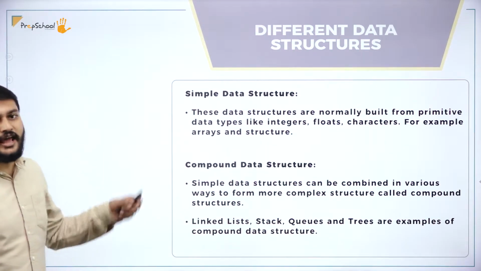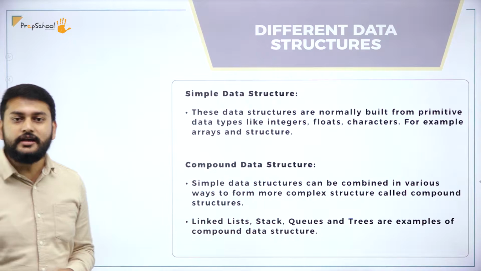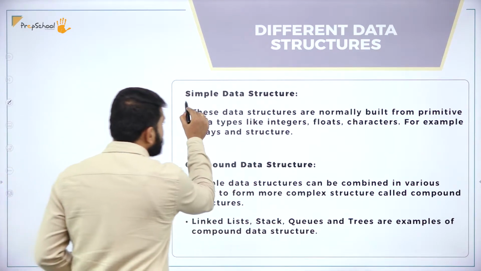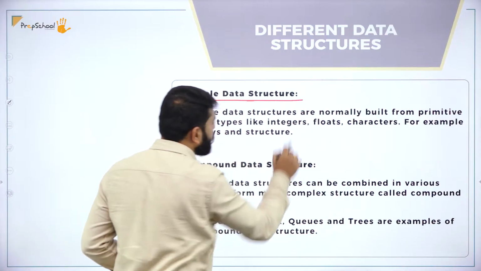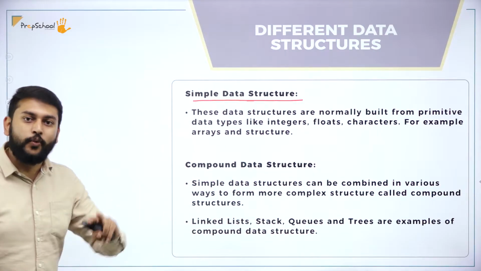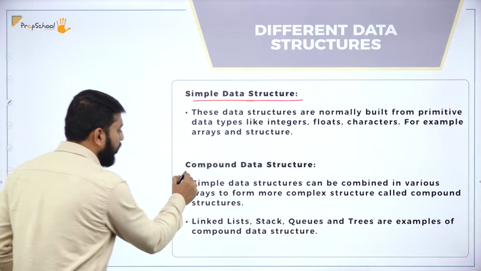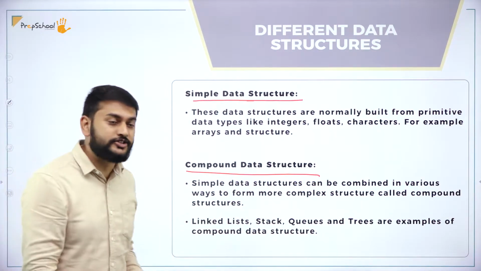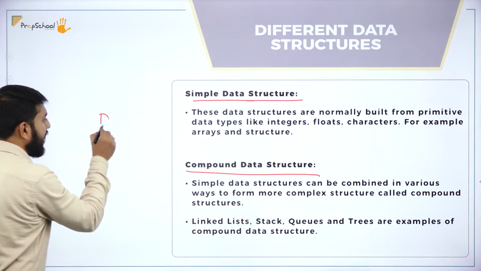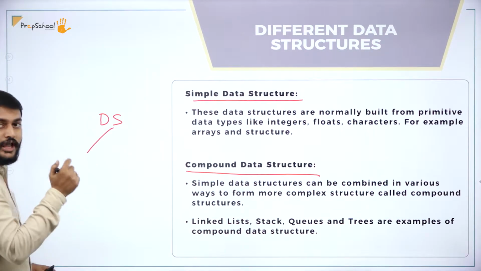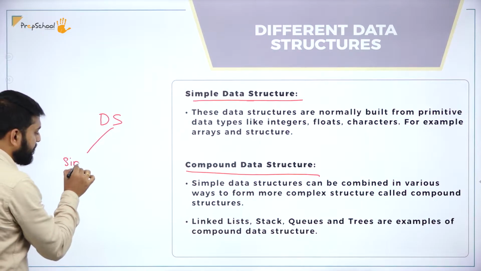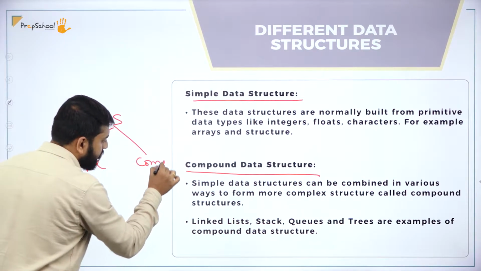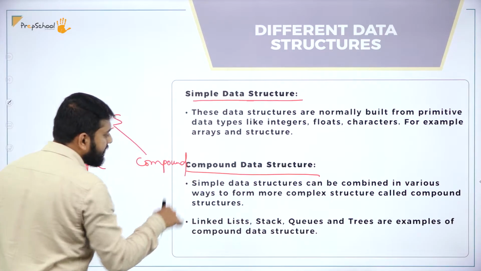I have different types of data structure. The first one that I have is simple data structure. What is the second one that I have? I have compound data structure. Please understand, I have two types of data structure. Data structure has got two types. The first one is simple data structure and the second one is compound data structure. So this is what you need to understand.